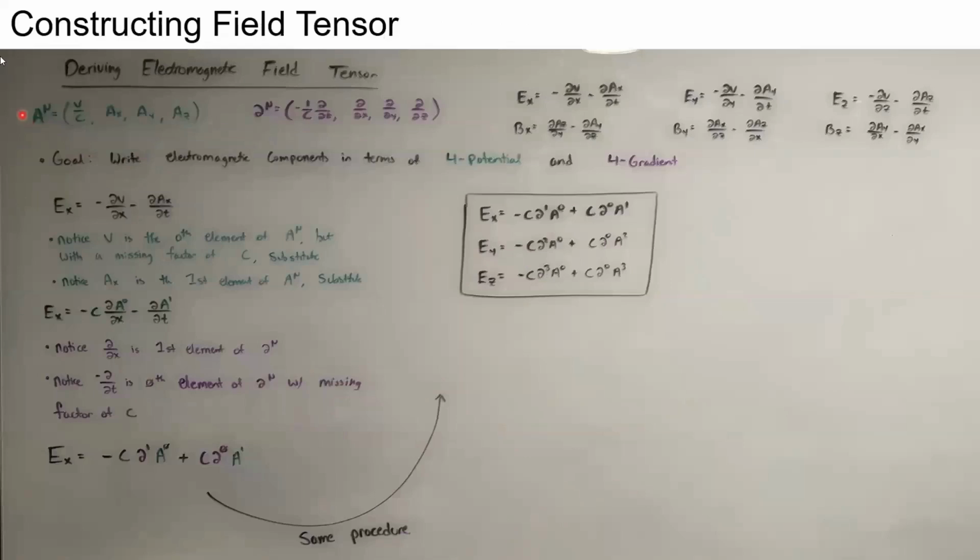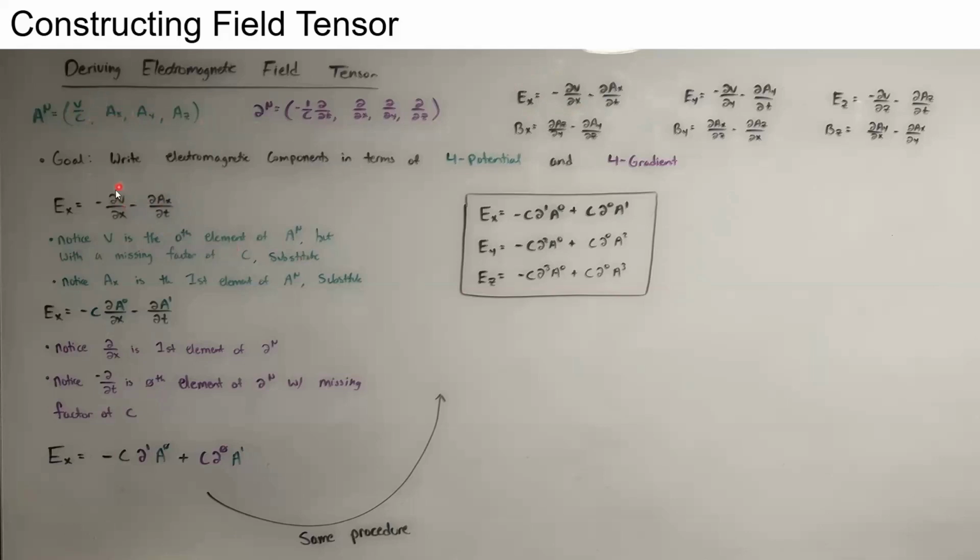So now we have our 4 potential rewritten, our 4 gradient rewritten, and all the equations for different components of the electric and magnetic field. And our goal here is we want to write the components of the electromagnetic fields in terms of the 4 gradient and the 4 potential. So to do this, we're first going to look at the x component of the electric field. And we're going to say, okay, well, this V really just looks like the 0th element of our 4 potential. And this Ax really just looks like the first element of our 4 potential. So we're going to go ahead and substitute those in.